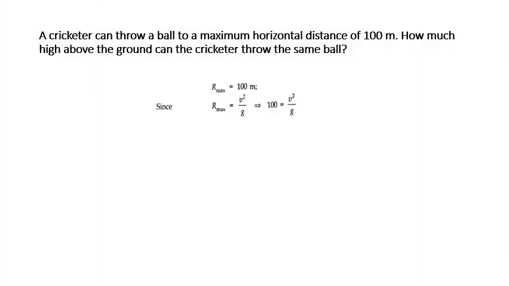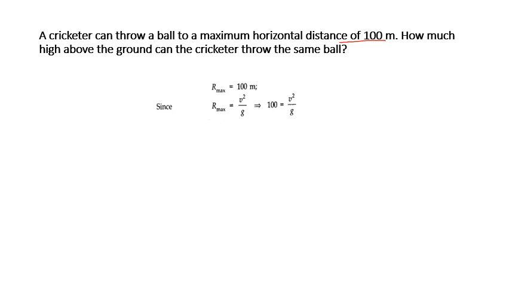Next question. A cricketer can throw a ball to the maximum horizontal distance of 100 meters. How much high above the ground can the cricketer throw the same ball? So what is given, students? Maximum horizontal range is given. That is R max. R max is given as 100 meters.